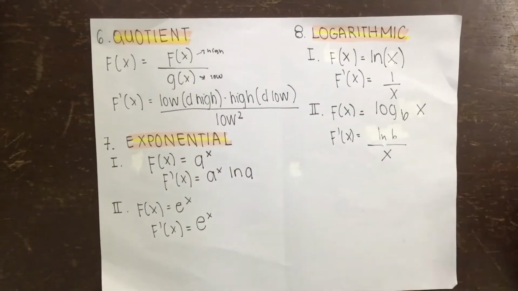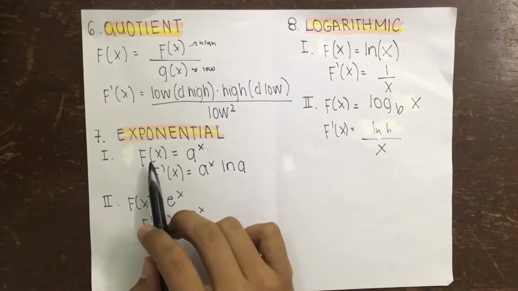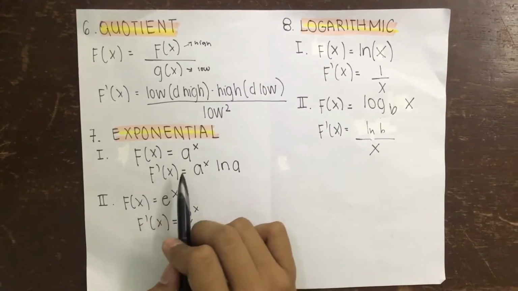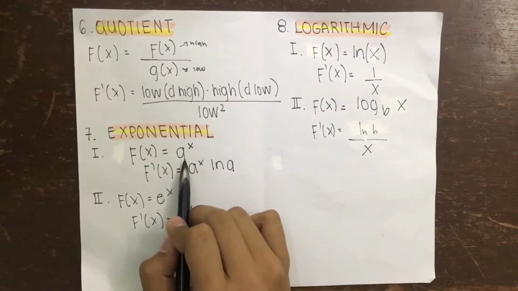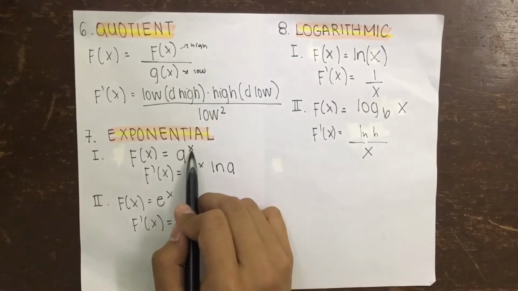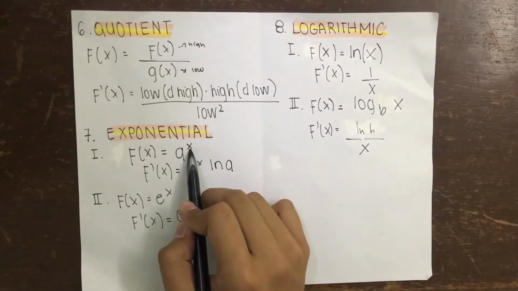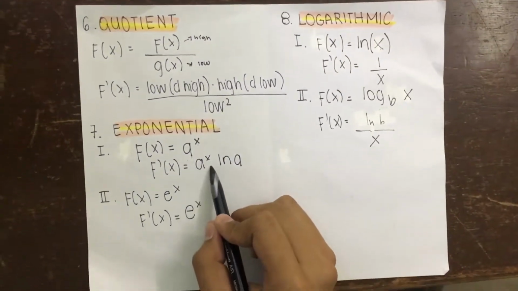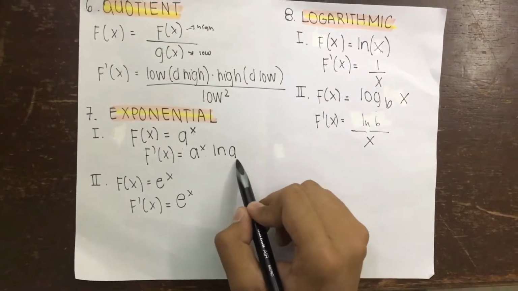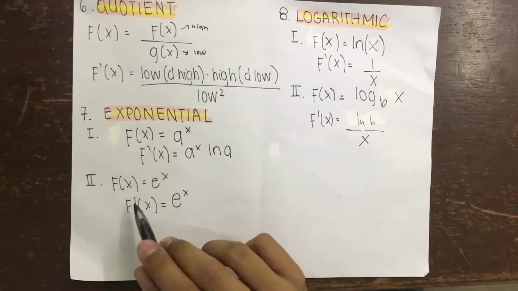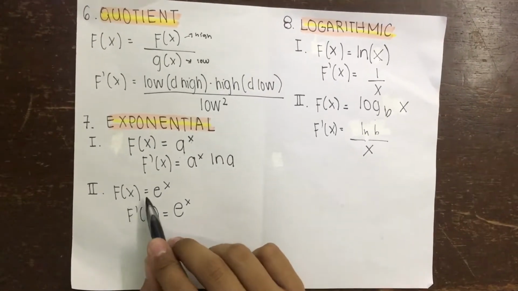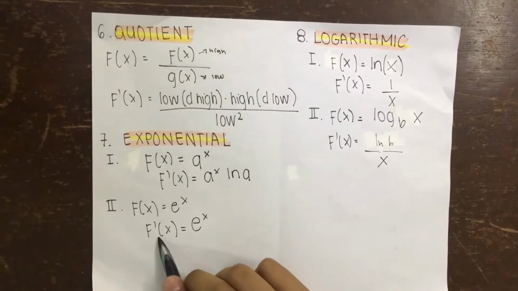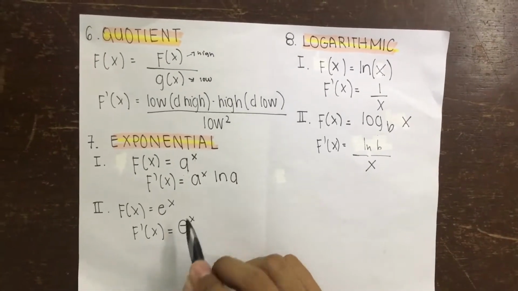Next is the exponential rule. We have 2 conditions here. Our first condition is if f of x is equal to a raised to x, where a is a constant and x is a variable, or exponent is a variable, then f prime of x is equal to a raised to x times ln of a. The second condition is if f of x is equal to e raised to x, then f prime of x is e raised to x. So we just simply copy.